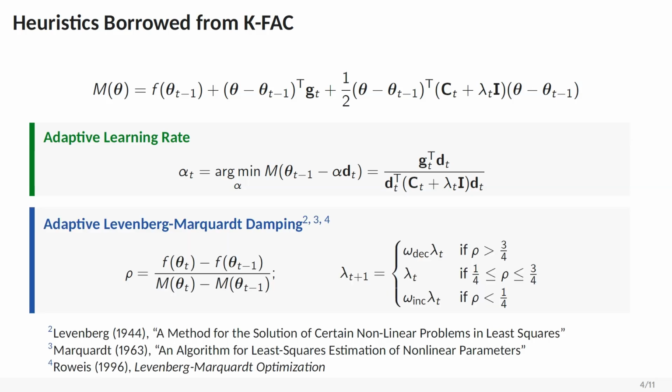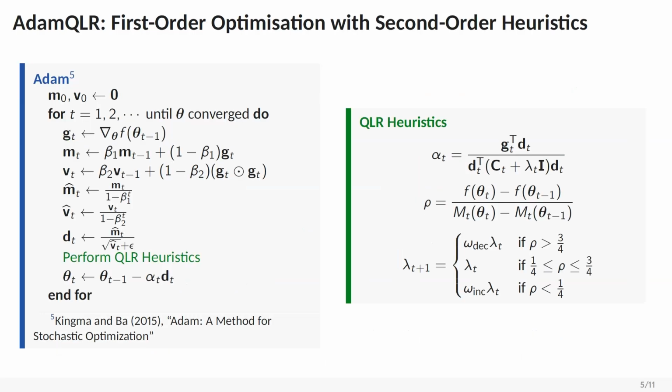Having chosen this learning rate, we apply the adaptive Levenberg-Marquardt damping mechanism as used by K-FAC. We compute a reduction ratio ρ, which compares the change in loss we observe from updating the parameters with the change in loss predicted by the quadratic model. Based on this ratio, we apply K-FAC's thresholds to decide whether to adapt the damping parameter lambda. Broadly speaking, a higher lambda causes the update to tend more towards a gradient-based rule, whereas a smaller lambda causes us to place more trust in the second-order model M. We refer to this entire strategy as a quadratic learning rate, or QLR heuristic.